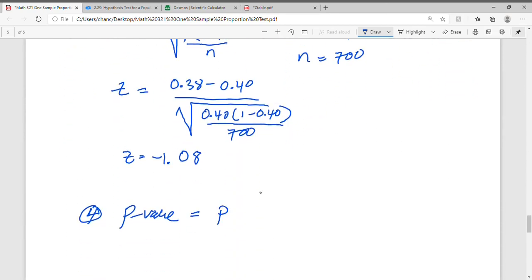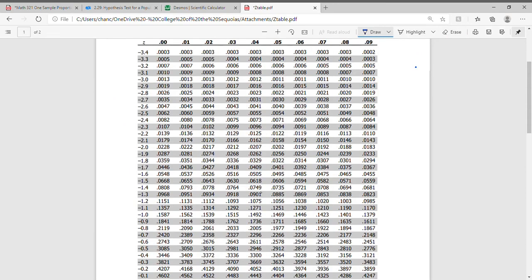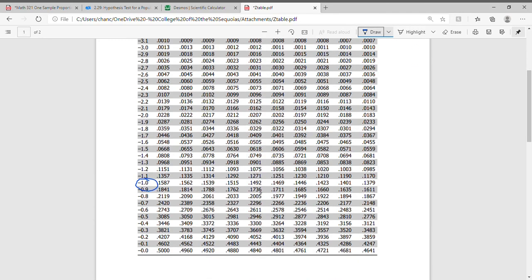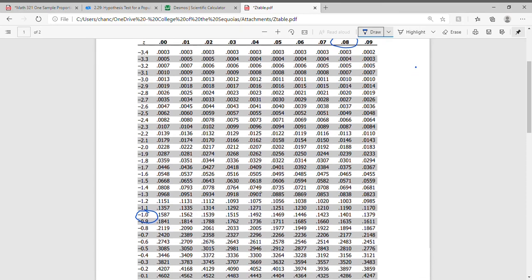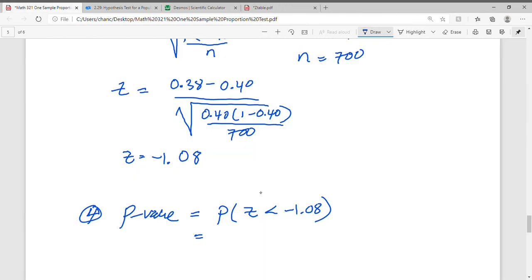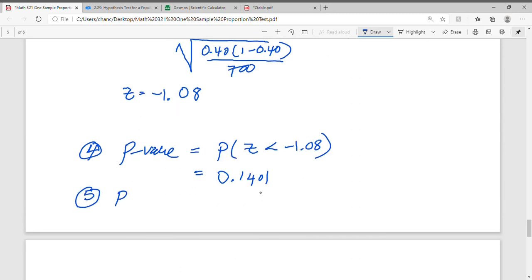So let's use our Z table to find the area to the left of negative 1.08. The area to the left of negative 1.08 is going to be 0.1401. Now we can finish step 5. We ask, is the p-value less than alpha? Since the p-value is not less than alpha, we do not reject the null hypothesis.